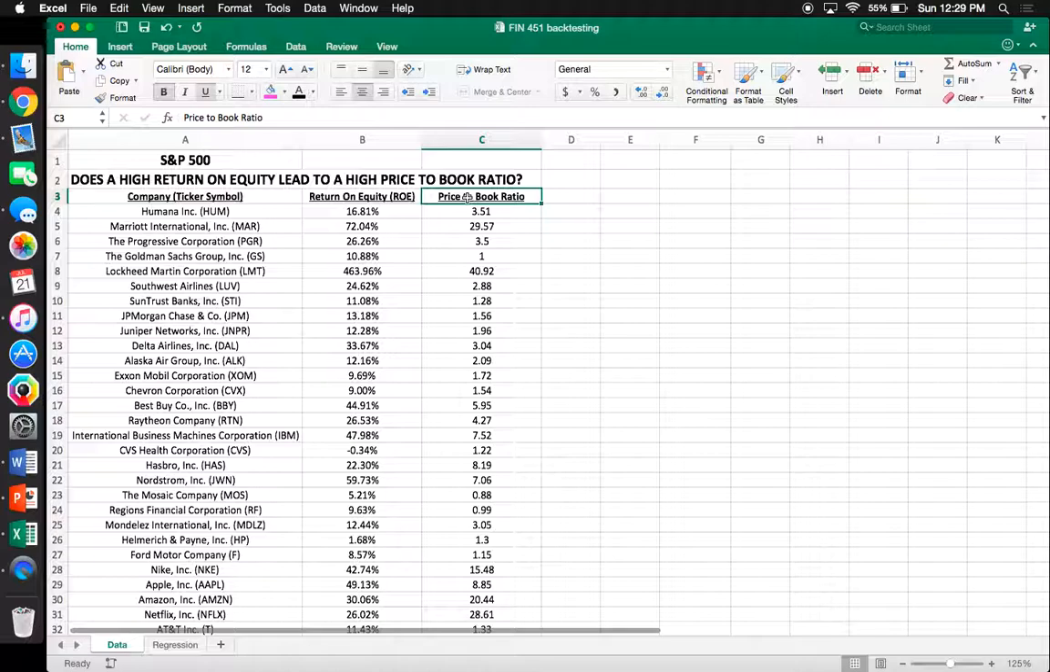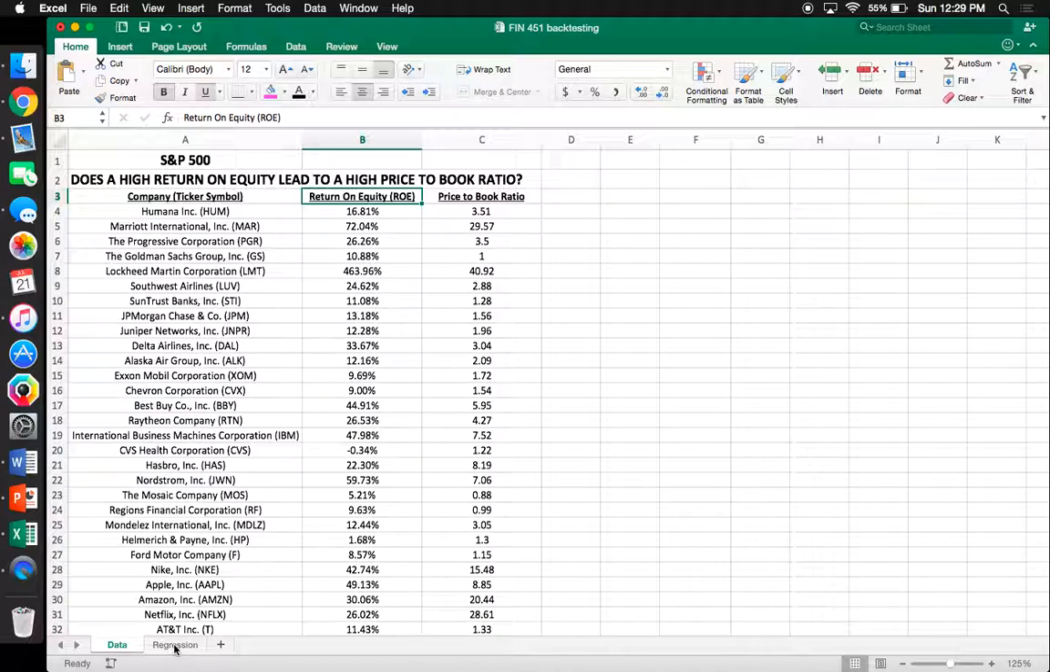I used price to book ratio as my x or independent variable. As we all know, return on equity is a profitability ratio. It shows how much profit each dollar of common stockholders' equity generates. On the other hand, the price to book ratio compares a company's market value to its book value. So you would think that a high price to book ratio would lead to a high return on equity. Well, let's find out.